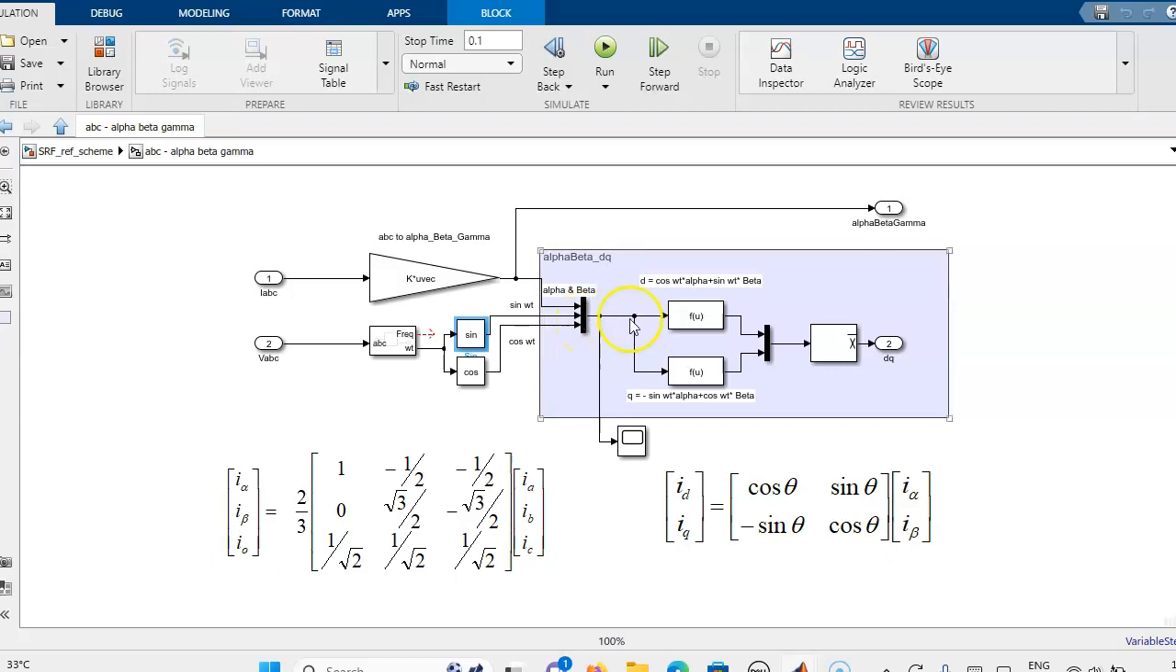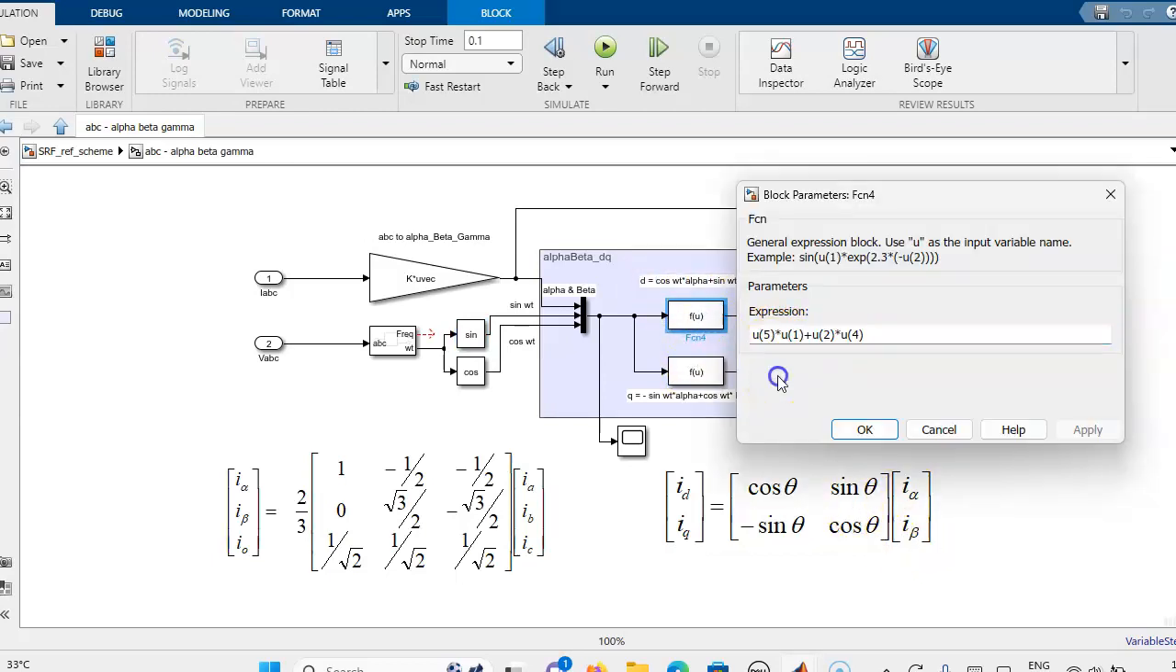Then this mux block is given to the DQ transformation, where we have to get ID as cos theta I alpha plus sin theta I beta. This is the expression given in the function block, u of 5 star u of 1, because this contains the alpha beta gamma, that is 3 outputs, and u of 1 to u of 3 will be coming from this gain block, and u of 4 we will get as the sin omega t term, and u of 5 we will get as the cos omega t term. So the first one is cos omega t into I alpha. This is the equation we have to write.